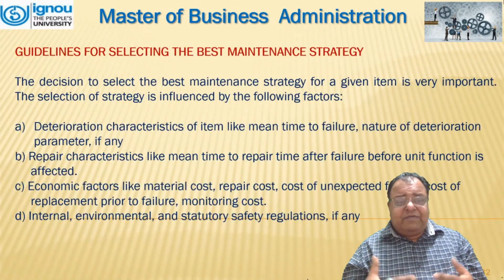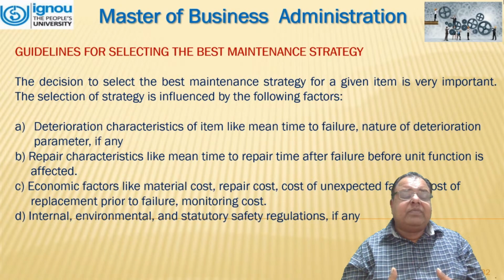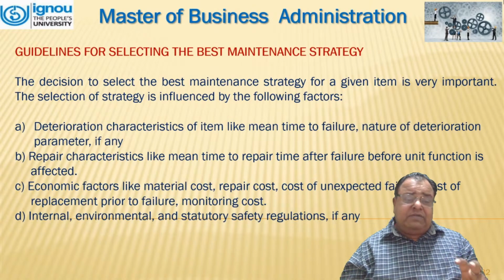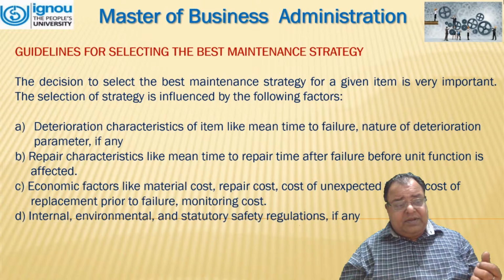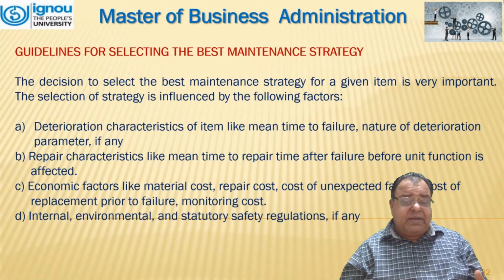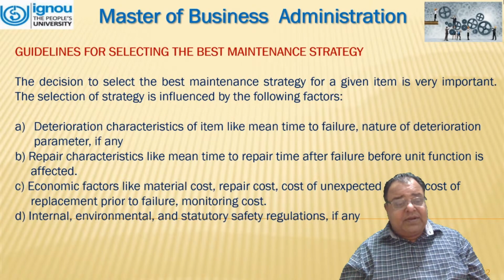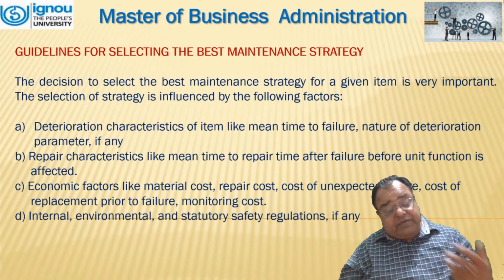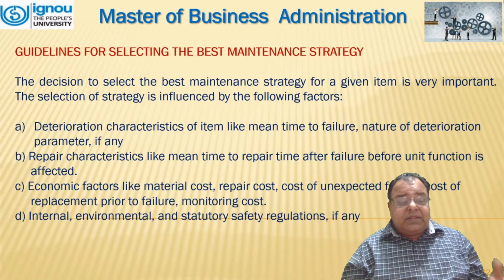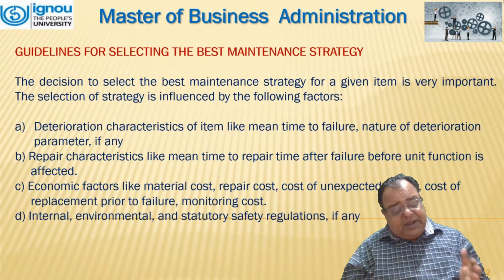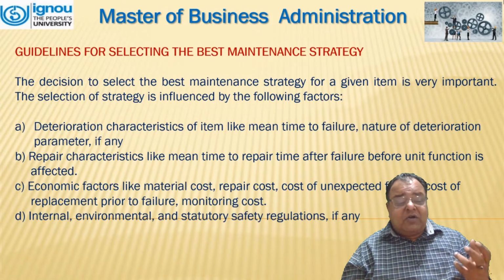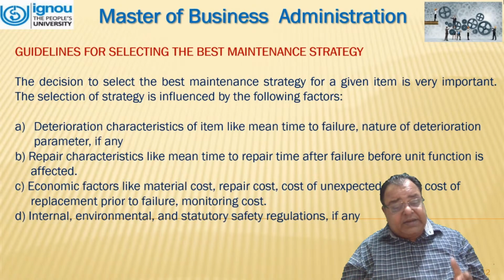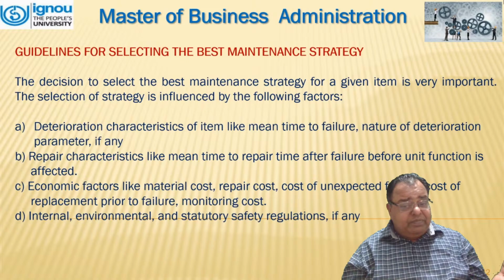Now, what are the guidelines for selecting the best maintenance strategy? The decision to select the best maintenance strategy for a given item is very important, and the selection of strategy is influenced by the following factors. First one is deterioration characteristics of the item, like mean time of failure and nature of deterioration parameters, if any. Second one is repair characteristics, like mean time to repair or time after failure before unit function is affected. Third one is economic factors like material cost, repair cost, cost of unexpected failure, cost of replacement prior to failure, and monitoring cost. And the fourth one is internal, environmental, and statutory safety regulations, if any, with the maintenance.